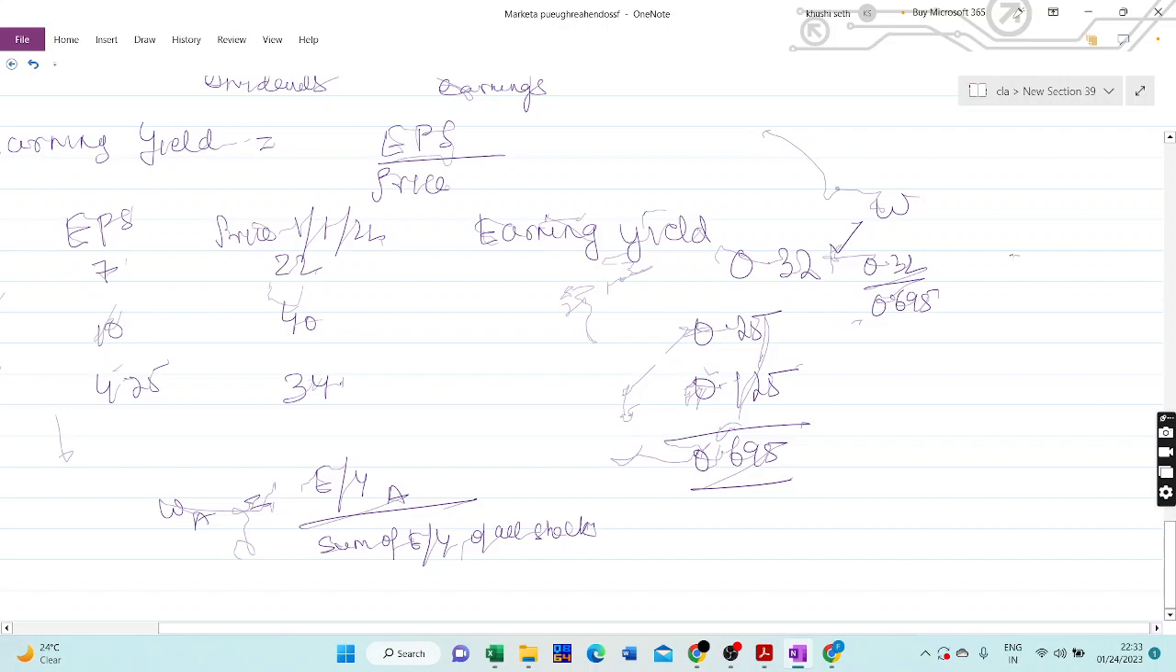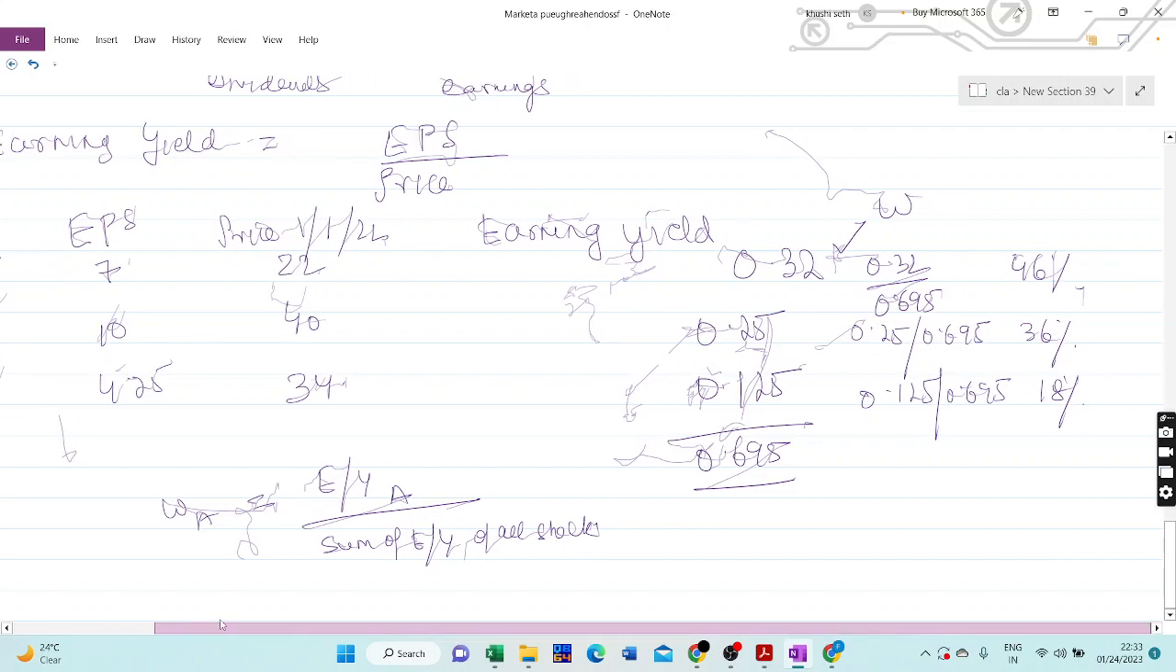0.46. So the weight that we would assign to stock A is 46%. The weight that we'll assign to stock B is 0.25 by 0.36, so we'll assign 36% weight to stock B. And the last one is 0.125 by 0.695. How much is that? 46, 36, 18%. Right? So this is how we calculate weights.